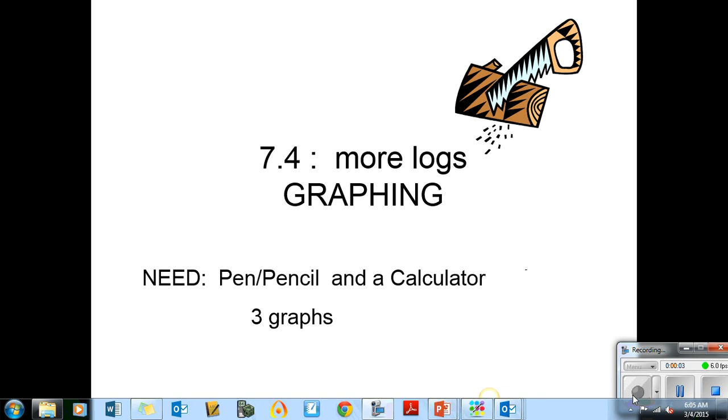Hello, Algebra 2 folks, and welcome to logs graphing. Yesterday we learned about logarithms and how they help us isolate the exponent. Today we're going to learn how to graph them, what they look like, and how they are related to exponents. You need your pen or a pencil, a calculator, and 3 pieces of graph paper, and we will get started.